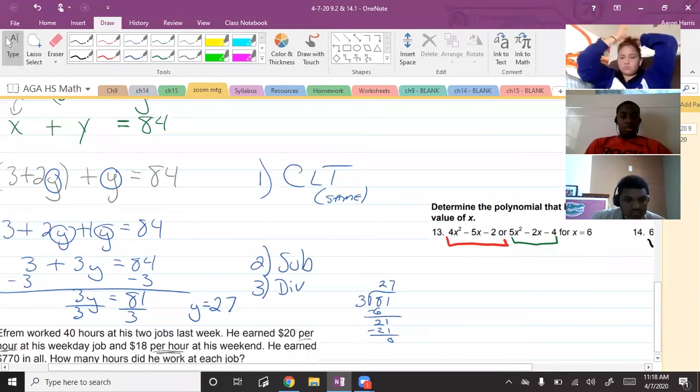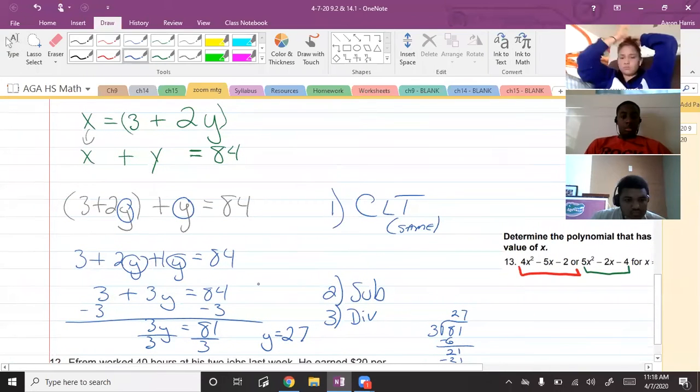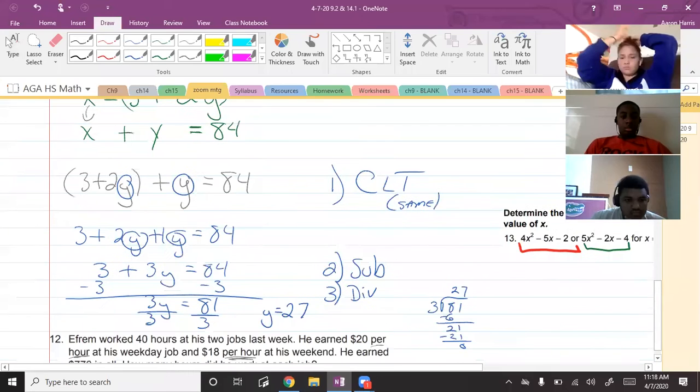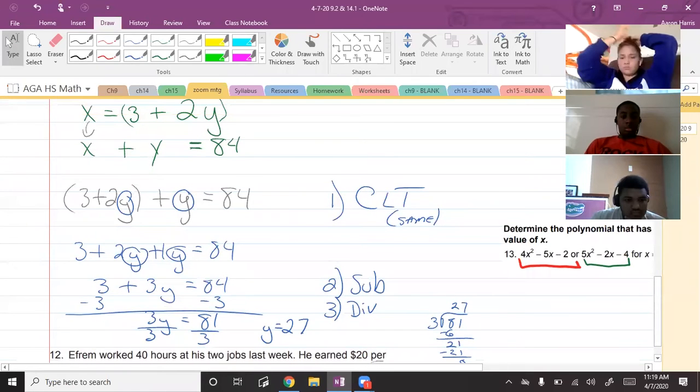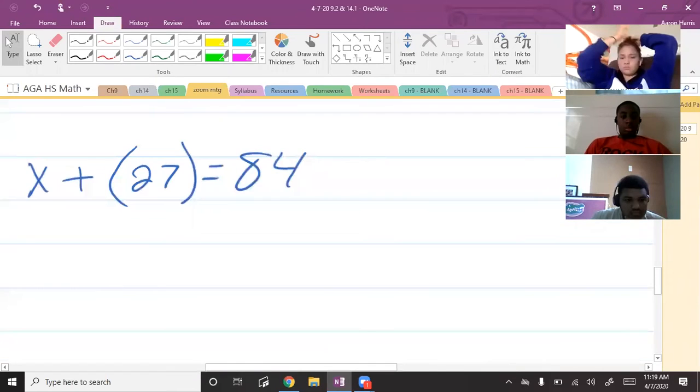Am I done? No. What does that represent? Well, y was whose age? It was the son. So the son I know is what? 27 years old. Now I need to know what the mom's age is. Well, we know right here that if we add them up, we'll get 84 years. So let's put it in. X plus, instead of y, I'm going to put 27. And when I add up both of their ages, they're going to add up to 84 years.